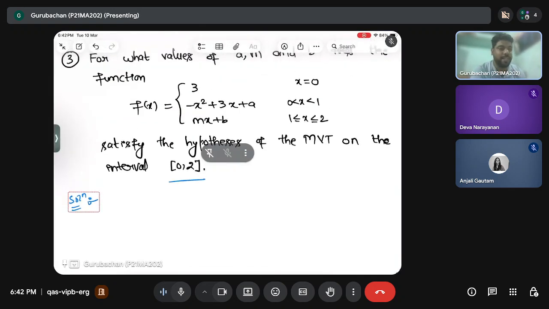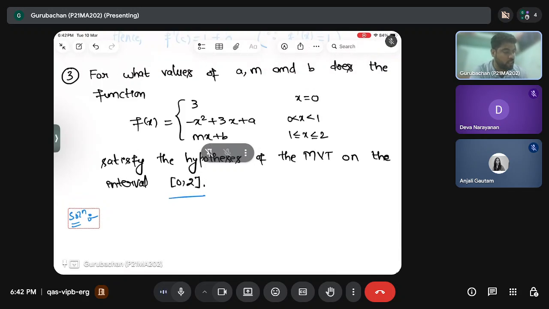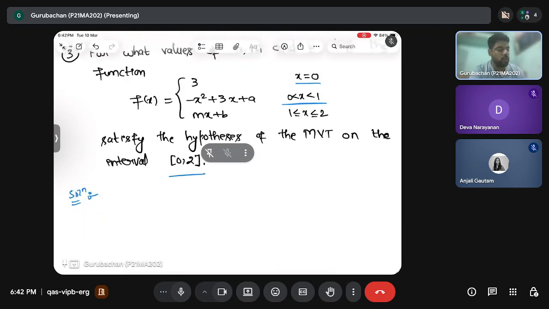First of all, to maintain continuity, our function is breaking at two points, at 0 and at 1. In between, at 0 it is a constant function, between 0 to 1 it is a polynomial, and from 1 to 2 it is a linear function. So if you skip the points x equal to 0 and x equal to 1, our function is continuous everywhere between 0 to 2. So we need to check and maintain the continuity at x equal to 0.